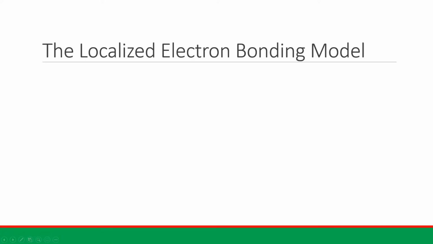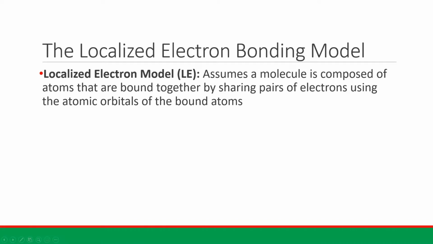So, to start off with, our method of drawing out our different molecules is going to be done via the localized electron bonding model, or LE model for short. And so what the LE model states is that we're going to assume that molecules are composed of several atoms, and those atoms are bonded to each other by sharing pairs of electrons. So essentially, in simple terms, in order to make molecules, you have to connect a bunch of different atoms together, and those atoms are connected to each other by sharing electron pairs.